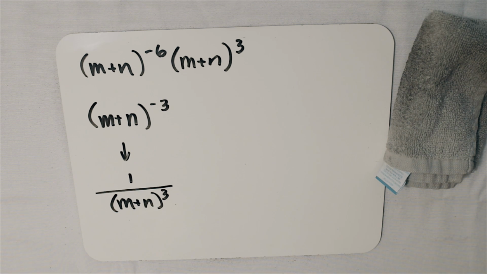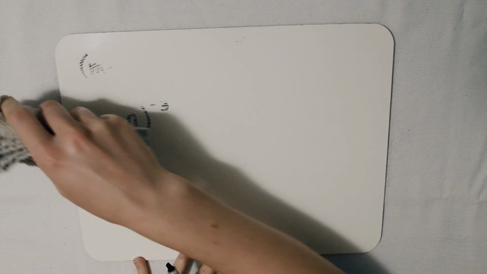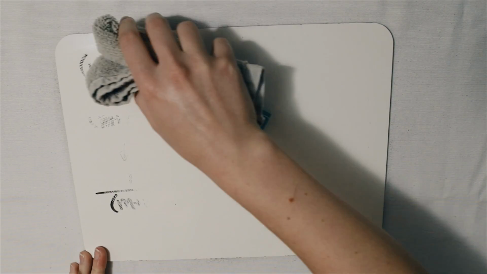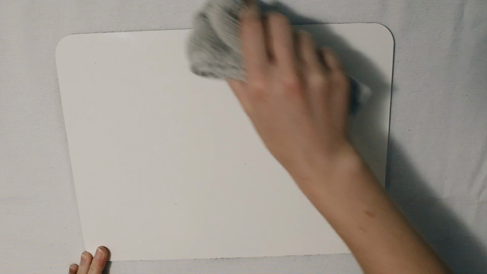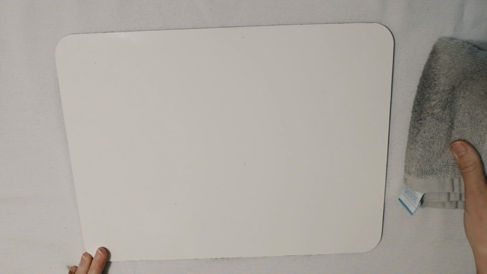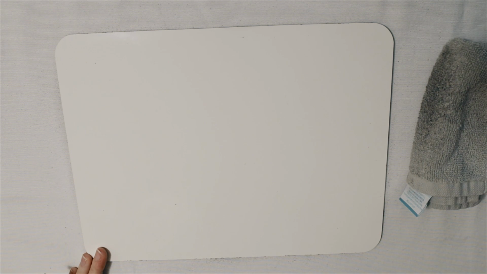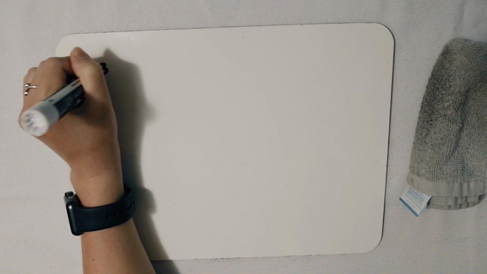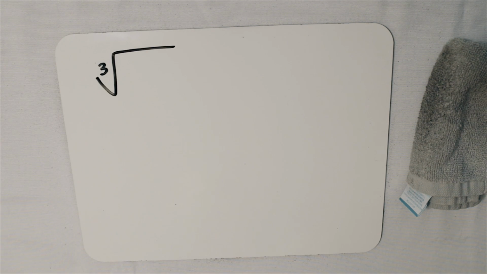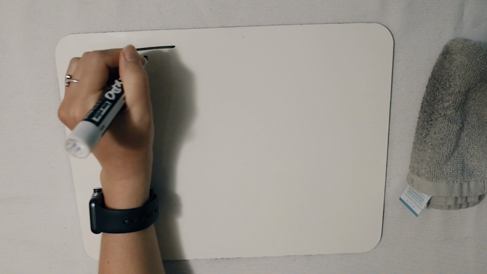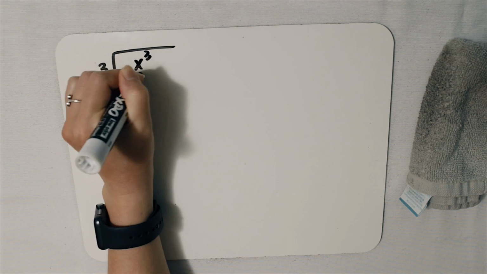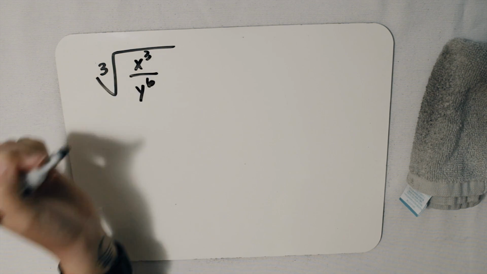Alright, I'm going to jump to number 15. This section says, complete the operation, give your answer in radical and fractional form if appropriate. So number 15, it's the cubed root of x cubed over y to the 6th.